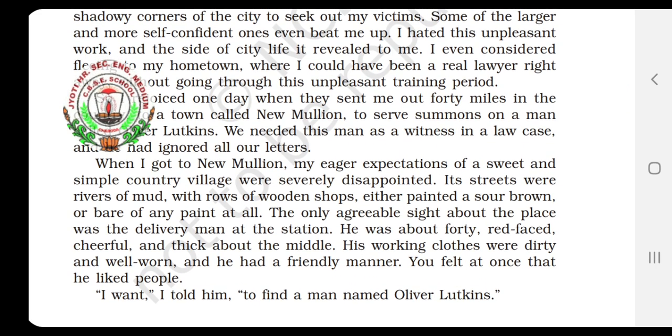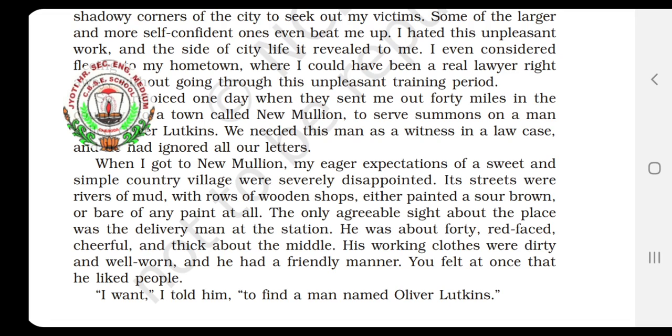Its streets were rivers of mud. The whole streets were full of mud. There was mud everywhere, and there was a row of shops made of wood, and some of the shops were either painted sour brown, meaning brown color, or bare of any paint, meaning some of the shops were not even painted at all. And the only agreeable sight, meaning the pleasant sight to see about that place, was the delivery man at the station. He was the man who used to drive the horse carriage. So that man was there.